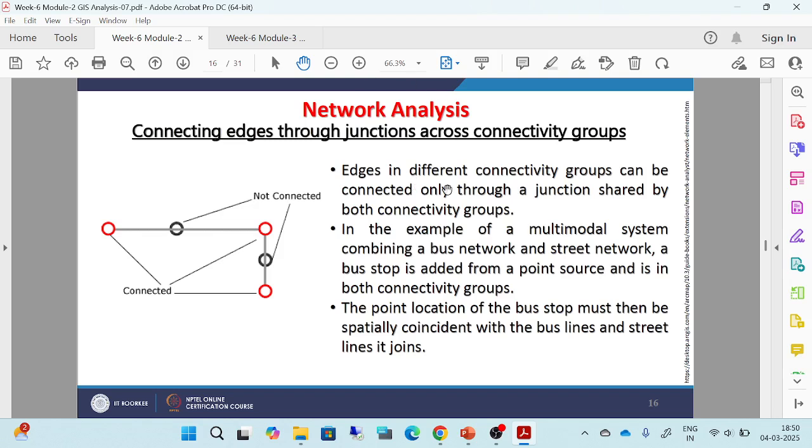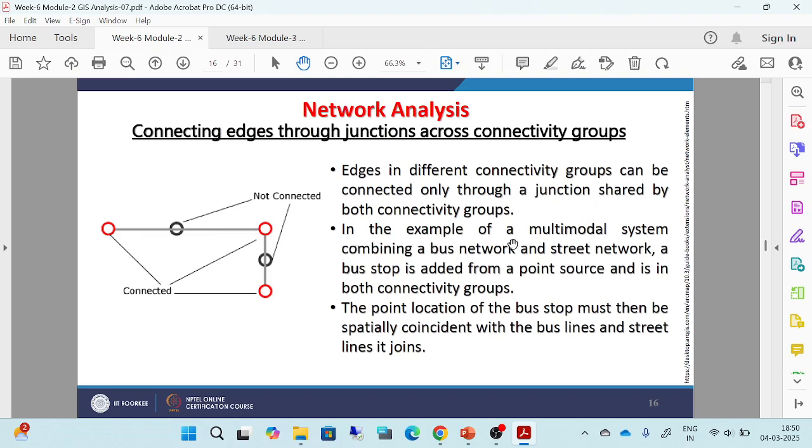Edges in different connectivity groups can be connected only through a junction shared by both connectivity groups. Okay, so you have different connectivity groups, and different edges are present. Now, two edges that belong to different connectivity groups can only be connected by a junction.